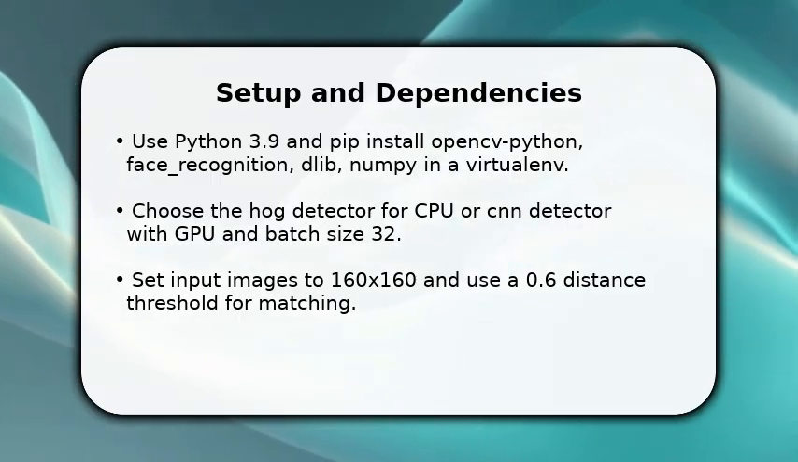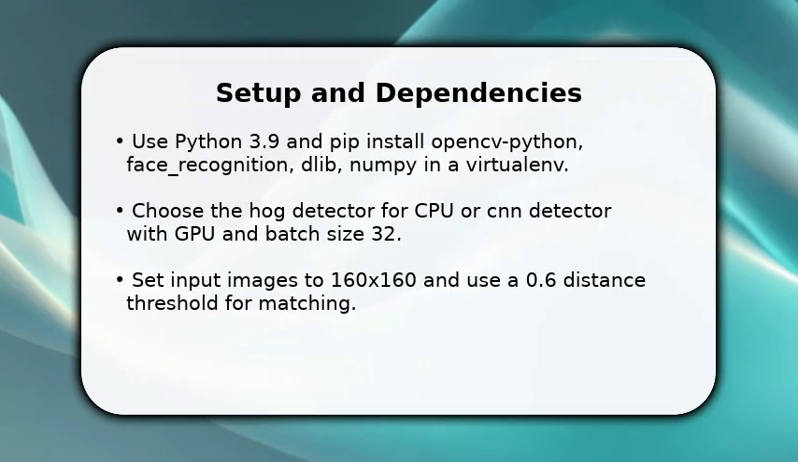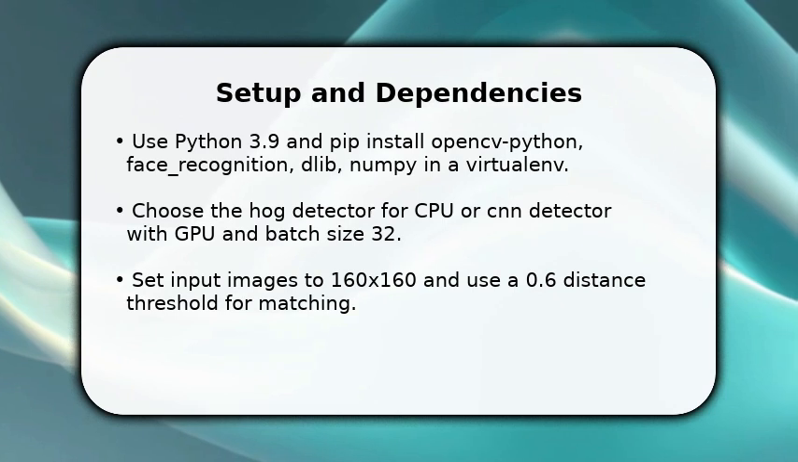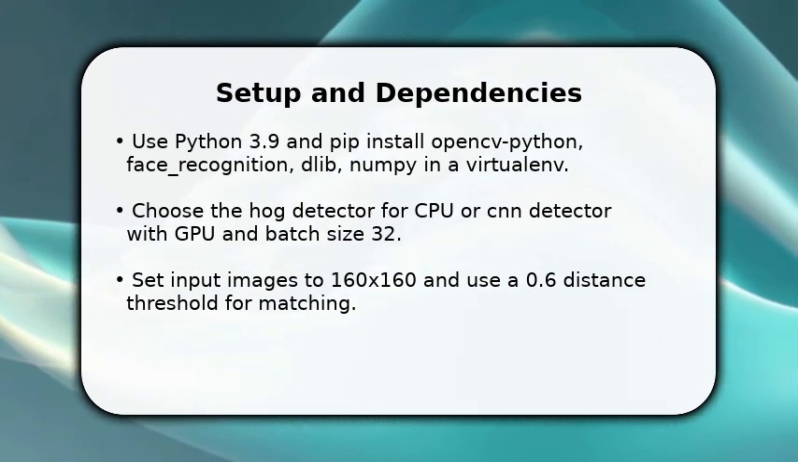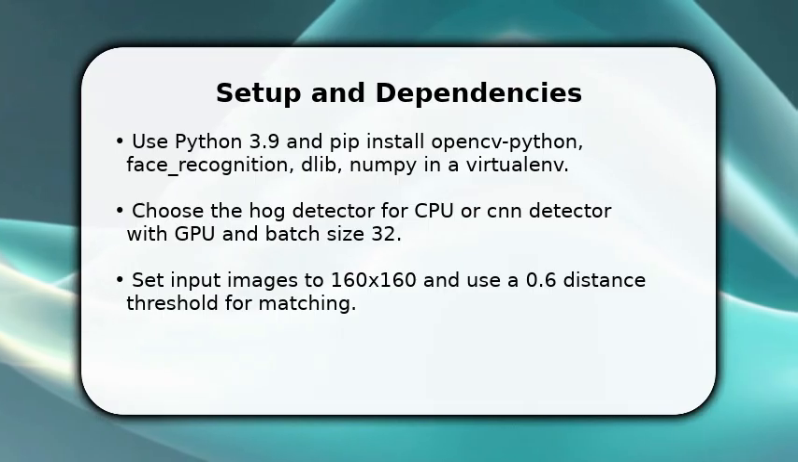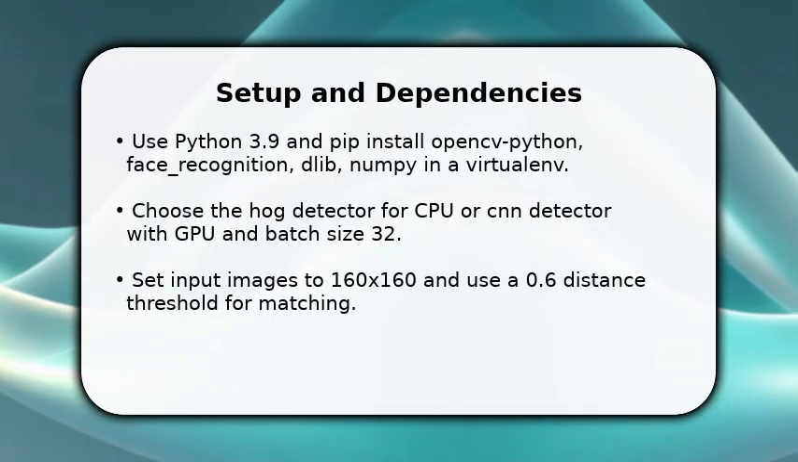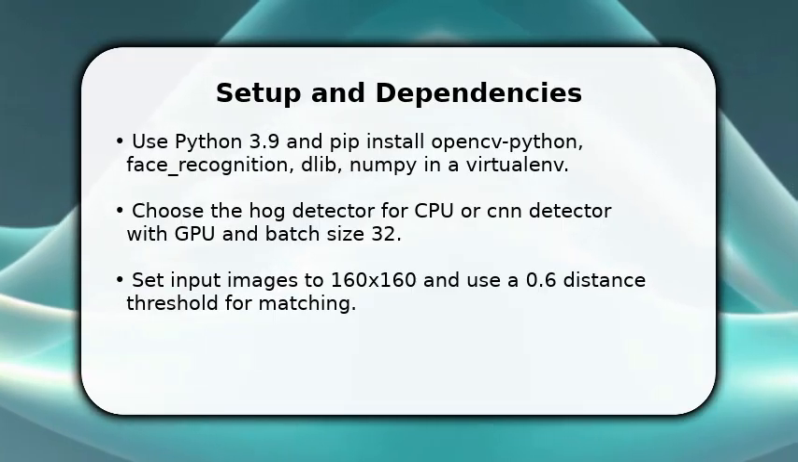Set a batch size of 32 for efficient GPU inference during encoding and matching. Resize input face chips to 160 x 160 pixels before embedding to standardize inputs. Use a default face distance threshold of 0.6 for initial identity matching.